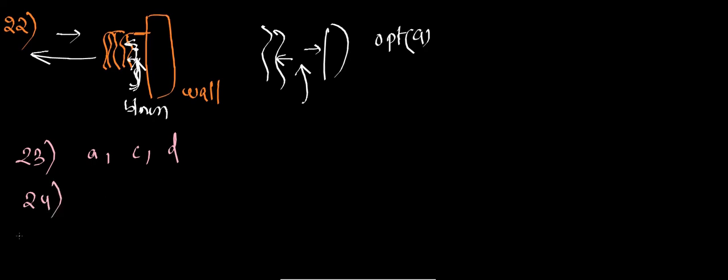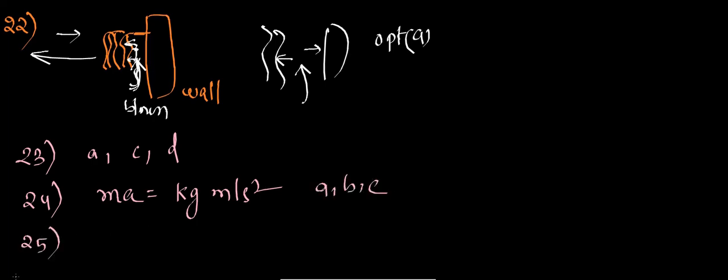Now see the 24th one. Which of the following are the units of thrust? Thrust is a force. So dyne is a CGS unit, Newton is the SI unit, and kilogram meter per second square is according to the formula F equals m a: mass in kilogram, acceleration in meter per second square. So C is also correct. D is wrong. So A, B, C are the correct options.